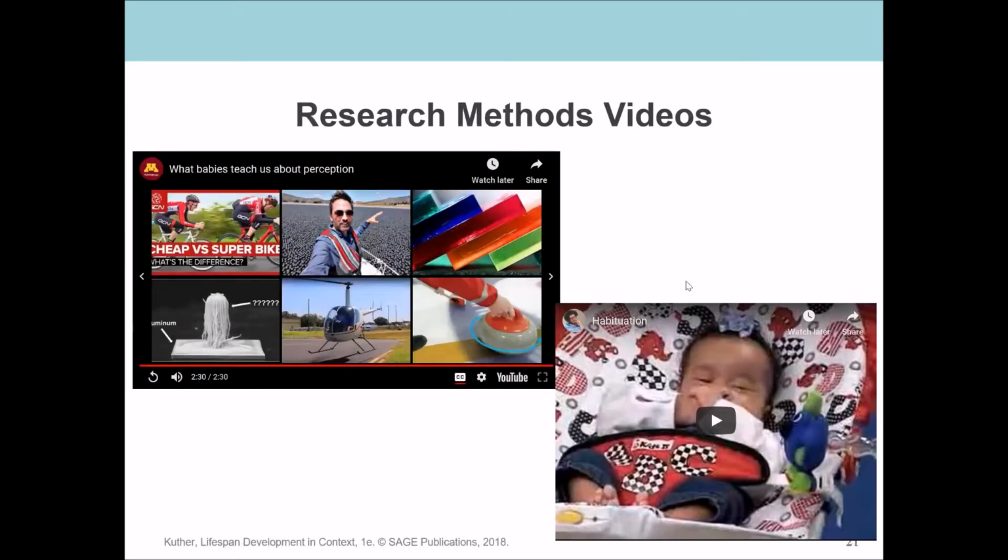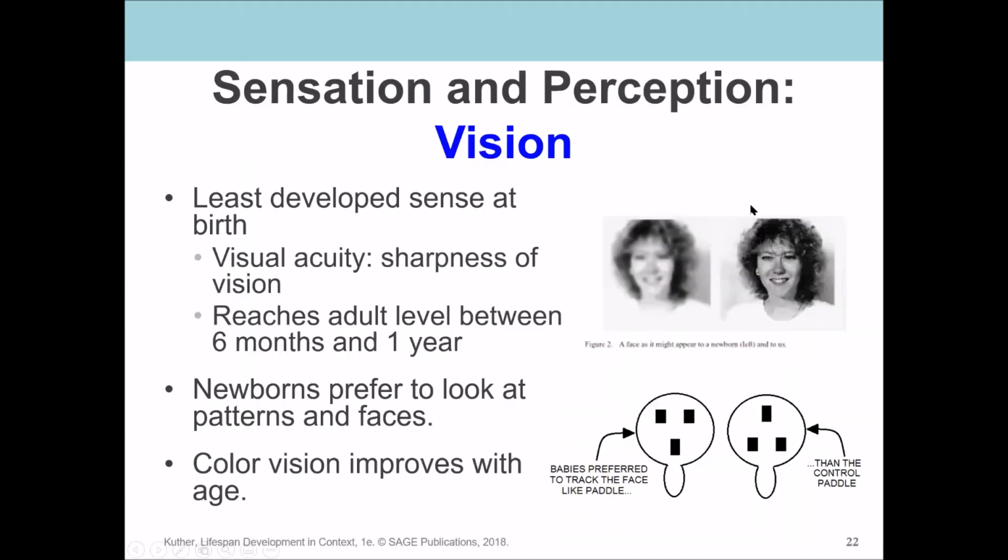All right, so let's talk a little bit more about age-related changes in our senses and vision, hearing, and other senses. Vision is the least developed sense at birth. If you look at the picture on the right-hand side, you'll see a face as it appears to a newborn on the left, and then to a person with a typical 20/20 vision on the right-hand side. So on the left, it's fairly blurry as opposed to clear.